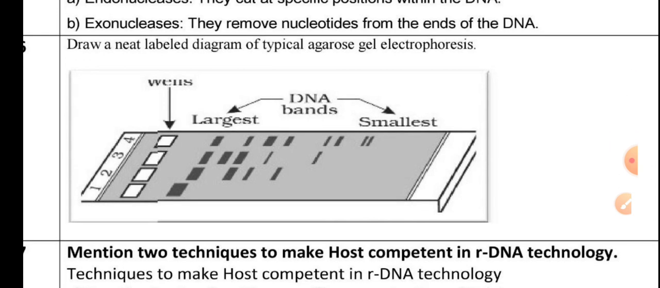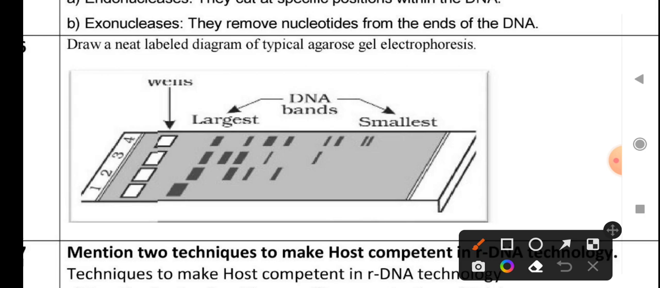Draw a neat labelled diagram of a typical agarose gel electrophoresis. Okay, these are the main structures. When they undergo gel electrophoresis method, they form separate bands.